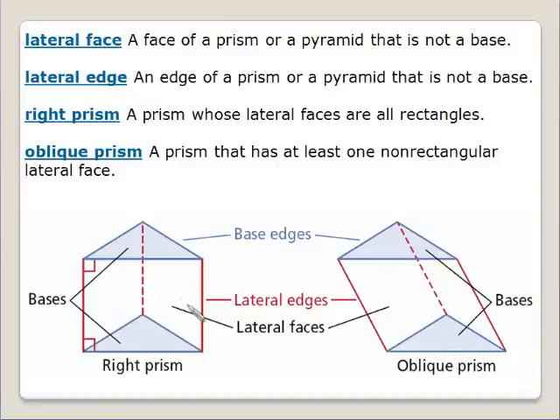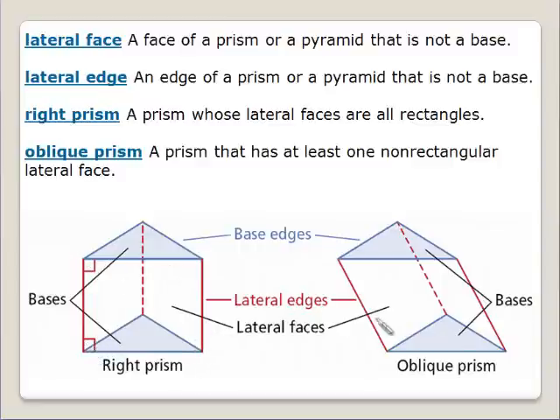A lateral edge is the edge of a prism or a pyramid that's not a base. So these right here, going up and down, are your lateral edges. A right prism is a prism whose lateral faces are all rectangles. If you look at this lateral face, they create these right angles, so we know that these are rectangles.